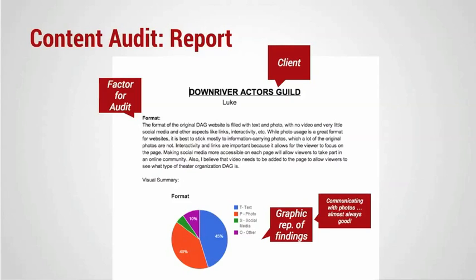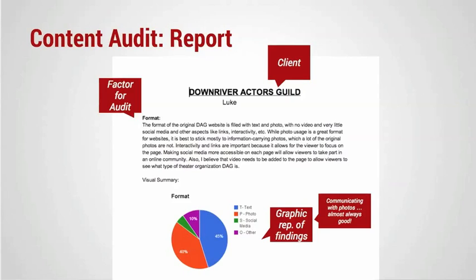So for someone in another office or another department who really doesn't know why anyone would care about format, he explains that, and then he provides this really nice visual summary in the form of a graphic showing the results. So you can see about half the site is text and 40% is photos. There's not very much social media, and there's 10% of things that aren't photo, text, or social media. So the site is almost equally text and photos, and that can be meaningful to the client.